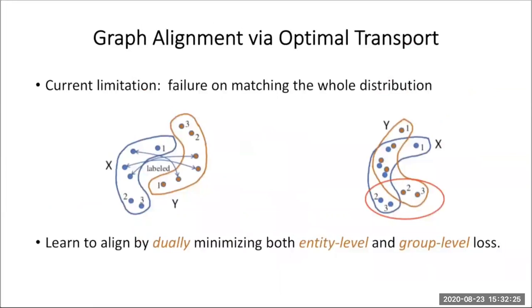However, we may have another limitation: we fail to match the whole distribution of the embedding vectors. For example, we have blue embedding vectors for the entities in one graph and orange embedding vectors for the entities in the other graph. The labeled pairs should be close after mapping by the transition matrix. However, there are some nodes that should be aligned after the transition matrix mapping, but without considering the whole distribution, we cannot align them correctly. So we will introduce the idea of optimal transport to minimize the alignment loss both at the entity level and the group level.